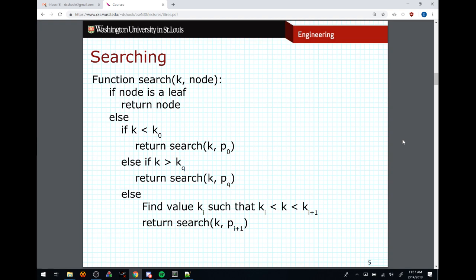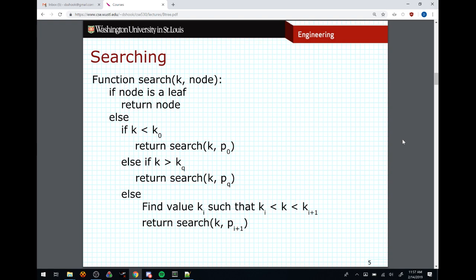If it's a leaf node, then the value that I want is somewhere in there. If it's an internal node, then I need to figure out which path to take next. So I'm going to look at the keys. If k, the value that I'm looking for, is less than all of the keys, I'm going to take the leftmost branch. If it's greater than the largest key, k of q, then I'm going to take the farthest rightmost branch. And if it's in between, I'm just going to use the search keys to find the branch in the middle that satisfies that value.